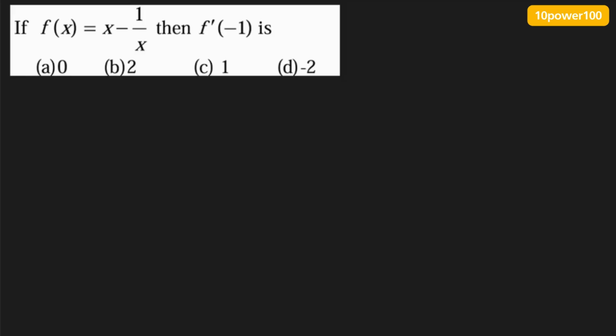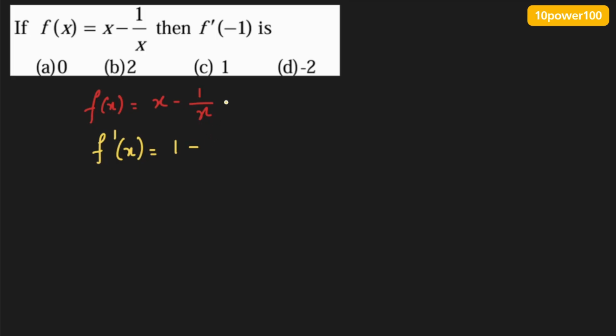Next question: if f of x is equal to x minus 1 by x, then f dash of minus 1 is? We have to find the differentiation and then substitute x is equal to minus 1. So let's see how to solve this. f of x is equal to x minus 1 by x. Let's differentiate once. If we differentiate f of x, we get f dash of x. f dash of x is equal to the differentiation of x, which is 1, minus the differentiation of 1 by x.